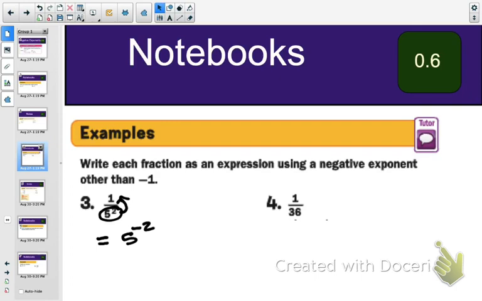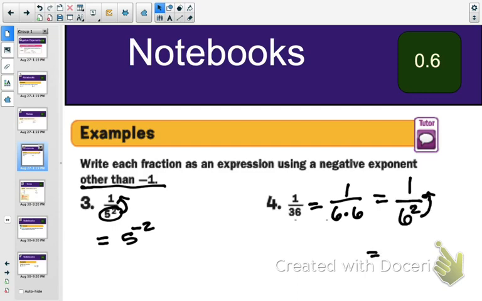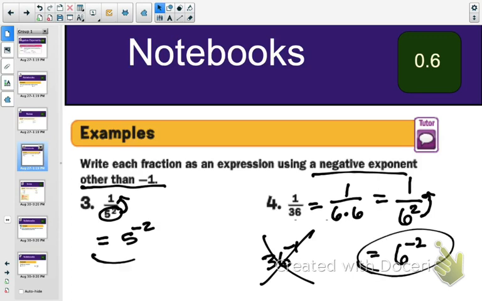This one says using an exponent other than -1. So because this one doesn't have an exponent down here, we need to fix it and make it an exponent. So if you recognize 36 is a perfect square, that means 6 times 6 is 36. We can write that as 1 over 6 squared, which then we can move to the top and say it is 6 to the -2. So it has a negative exponent other than -1, because it's not -1. So don't write 36 to the -1, okay, because of what it says up here. So that's what we should get for those.